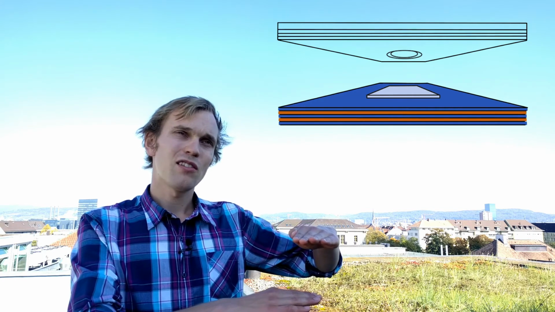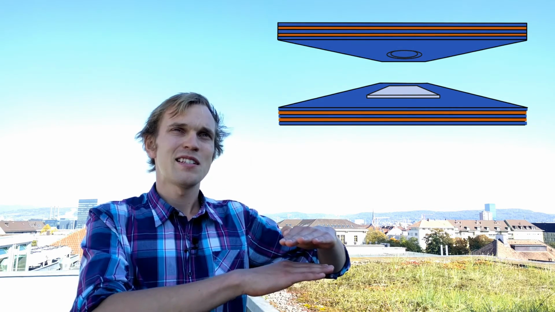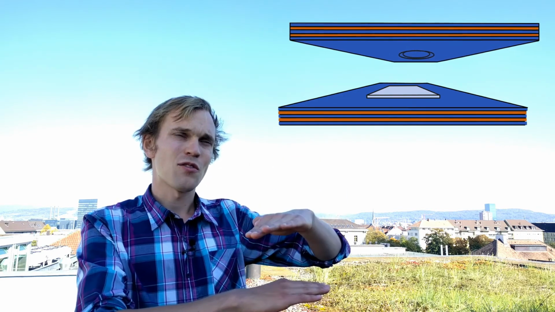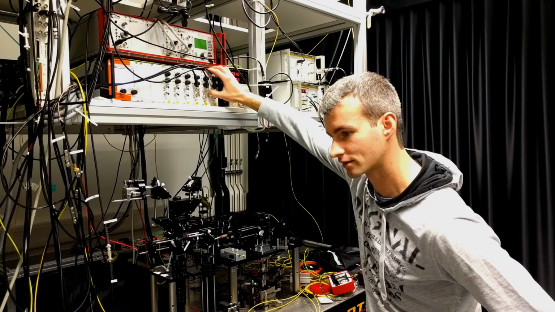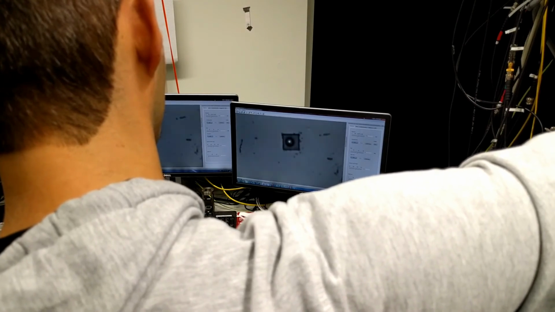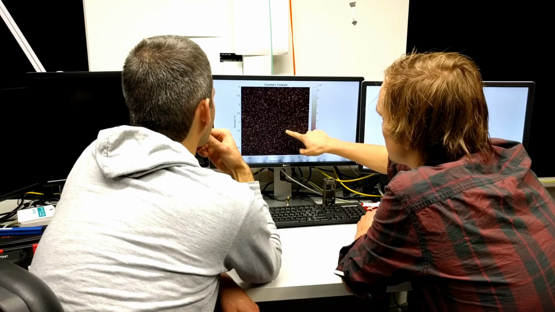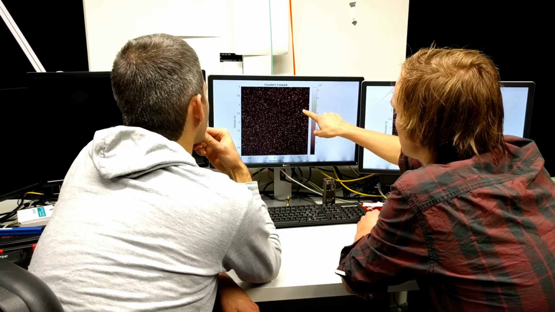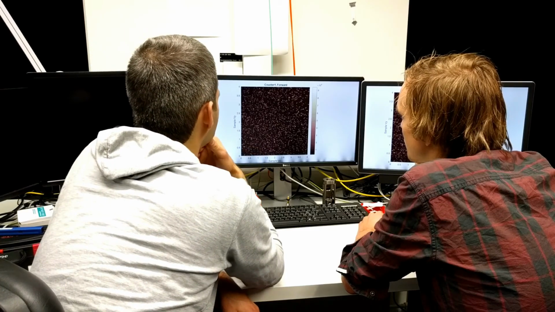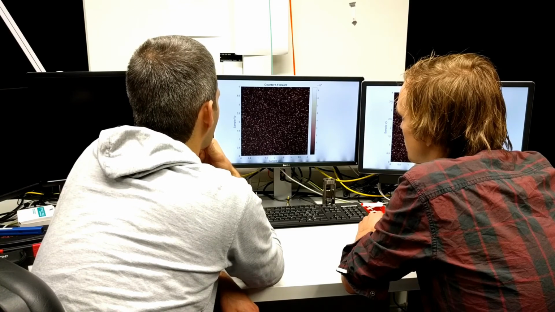In our experiment, we can tune the mirrors and move them with respect to each other, so we can change the height, also the length of the cavity, as well as the position of the top mirror with respect to the diamond. My colleagues here at the University of Basel have already shown that by changing the position of this top mirror, we can locate single color centers within the diamond itself. And by optimizing the cavity, we demonstrated that the cavity really acts as the funnel I was describing earlier.